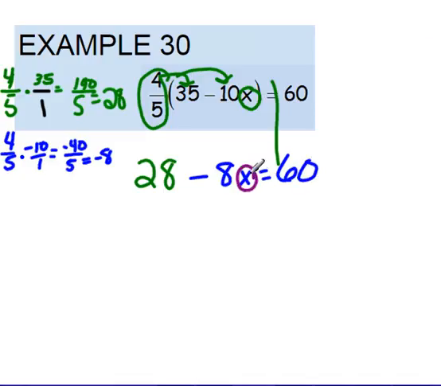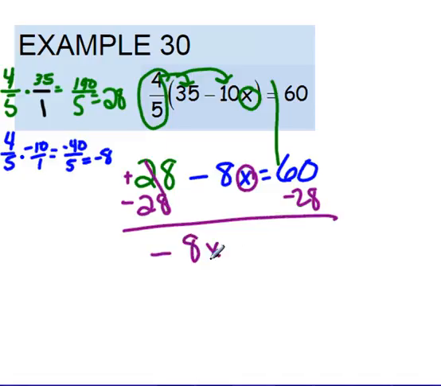So now I have my variable x here, and I need to move the constant. The constant is this positive 28. Now, the 28 is being added to the variable, so we need to take care of that first. It is positive, so we can inverse that with a negative to both sides of this equation. And that will leave us with negative 8x equals, let's see, this should be a 32.